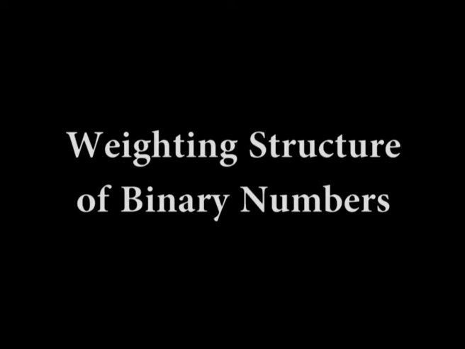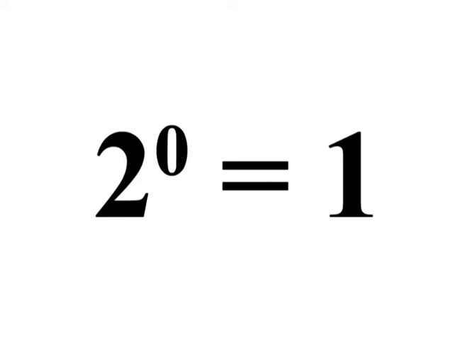The weighting structure of binary numbers. A binary number is a weighted number. The rightmost bit is the LSB, or least significant bit, in a binary whole number and has a weight of 2 to the power 0, which is equal to 1. The weights increase from right to left by a power of 2 for each bit. The leftmost bit is the MSB, or the most significant bit. Its weight depends on the size of the binary number.